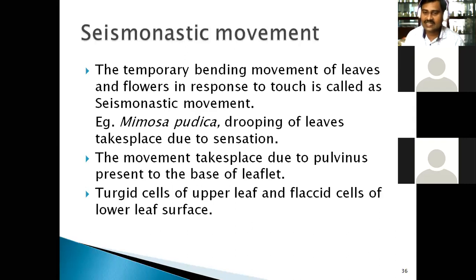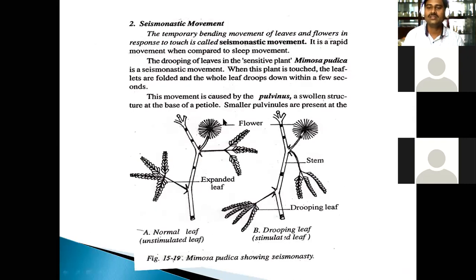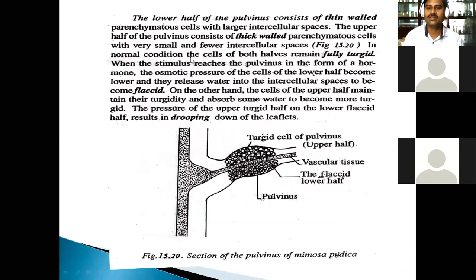So turgid cells of the upper leaf and flaccid cells of the lower leaf surface show this movement. Just like the picture shown here, it has a structure called pulvinus that has turgid cells of the pulvinus in the upper part, and flaccid cells in the lower part.